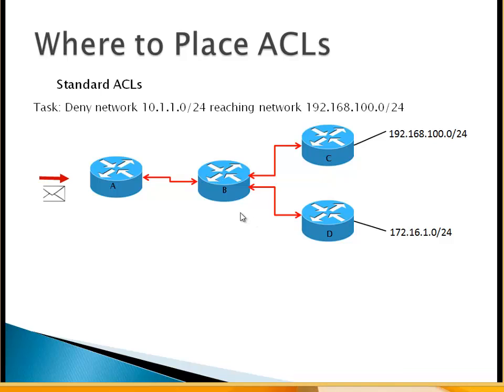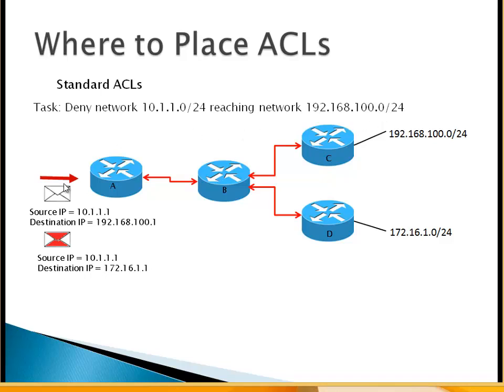For example, we have a task to deny network 10.1.1.0 from reaching network 192.168.100.0. So you don't want network 10 to reach this network. Now there are two packets. One comes with the source that we want to deny and the destination that we want to deny, 192.168.100.1. Another packet comes in with the same source, but the destination is here, router D.